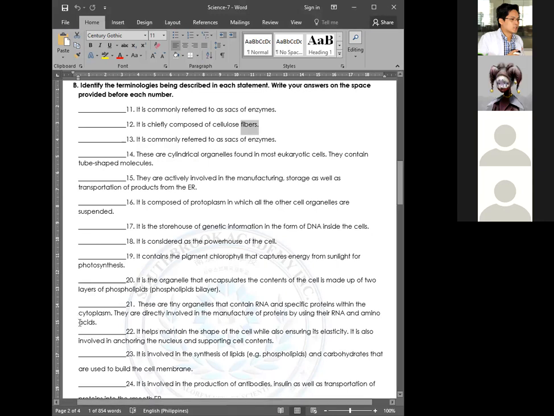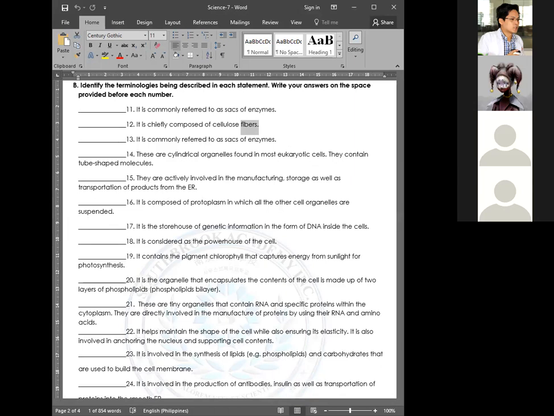The answer is... Are you still with me? Grade 7. It is centrioles. Again, centrioles. They're actively involved in the manufacturing, storage, as well as transportation of products from the ER.